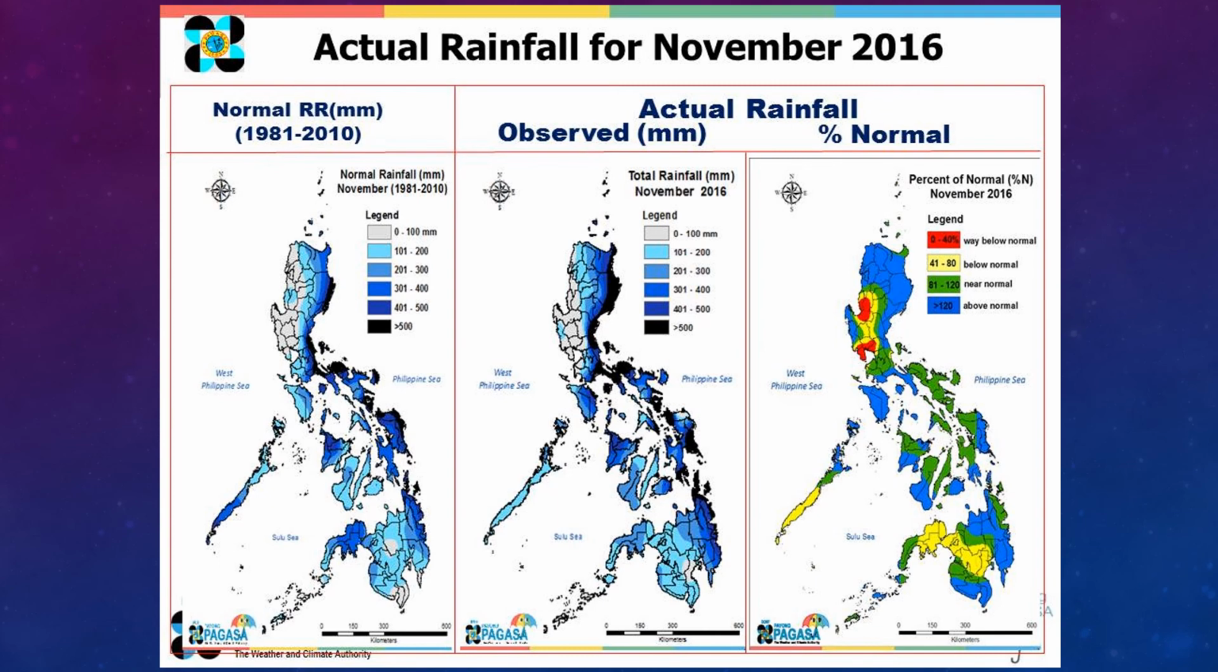The middle map shows us the observed amount of rainfall, and the map on the right shows us a comparison between the normal rainfall and the observed rainfall for November 2016. As you can see on the map on the right side, the colors change based on the difference between the normal and the observed amount of rainfall.